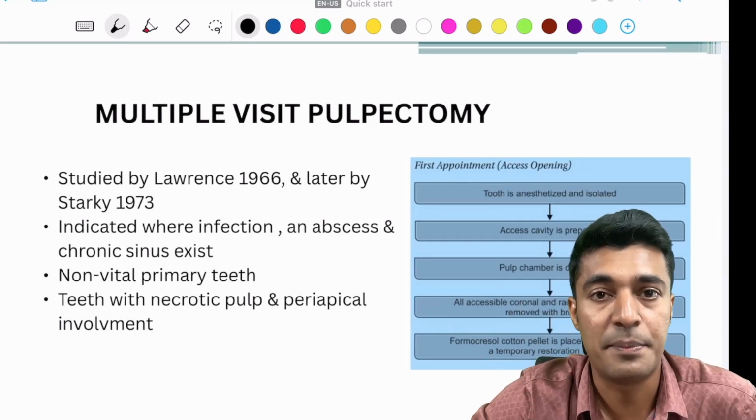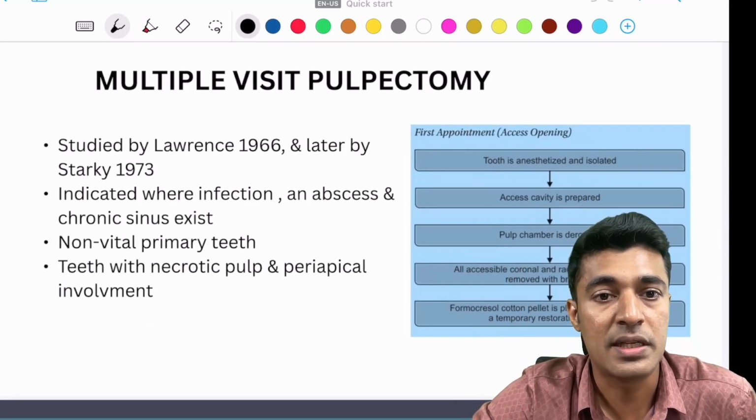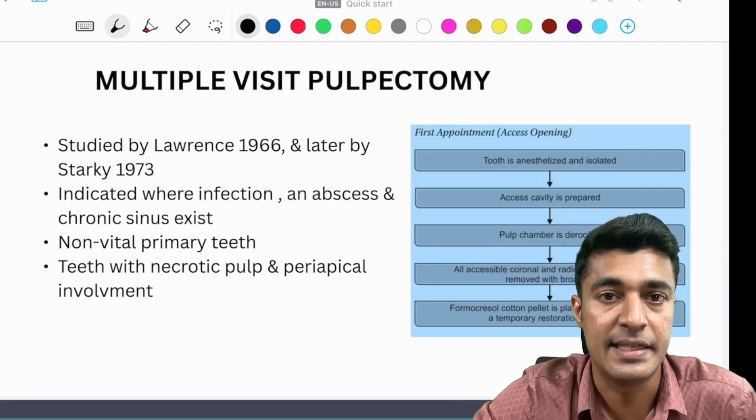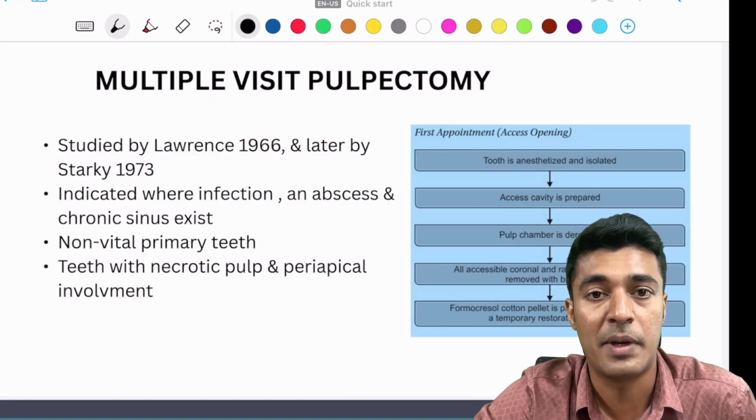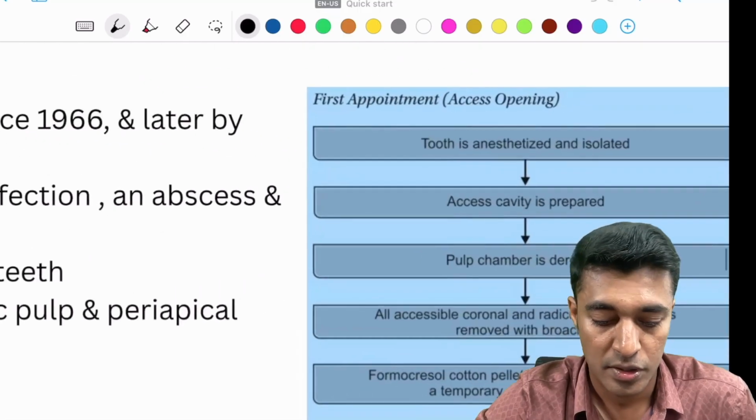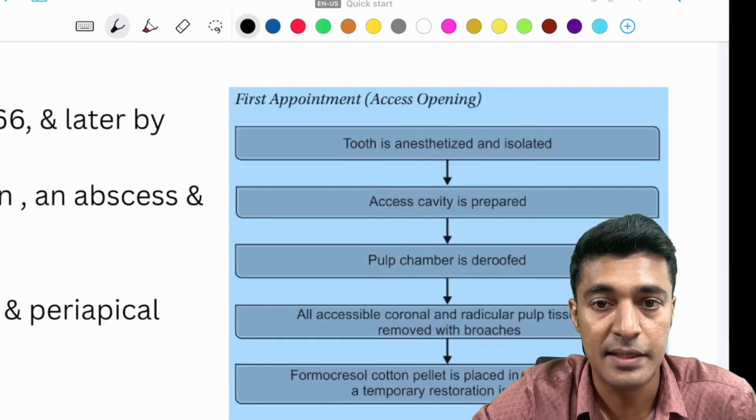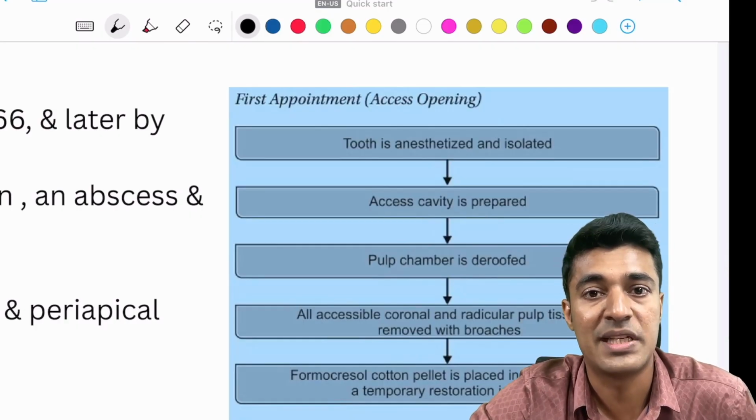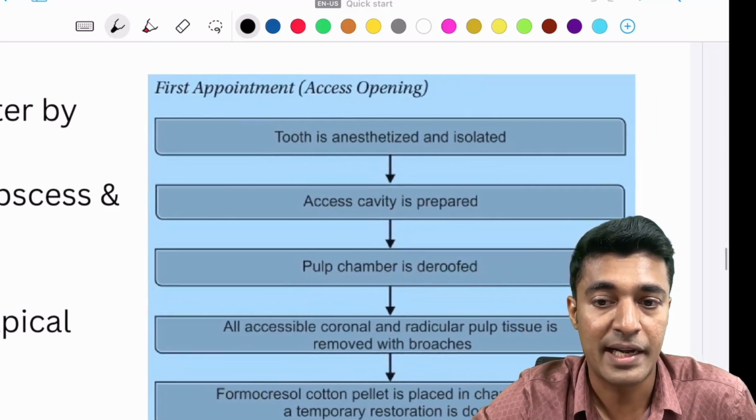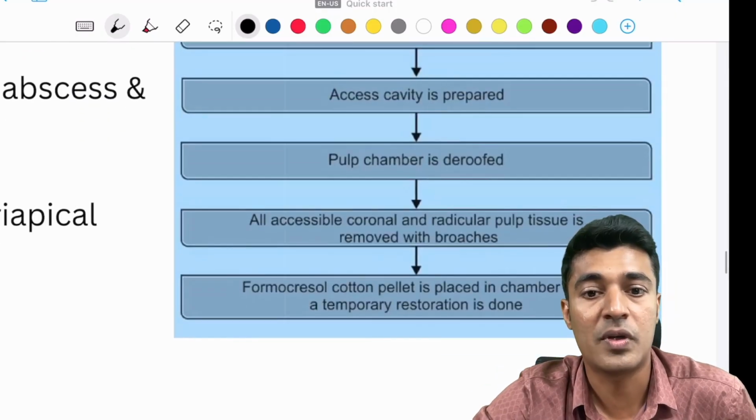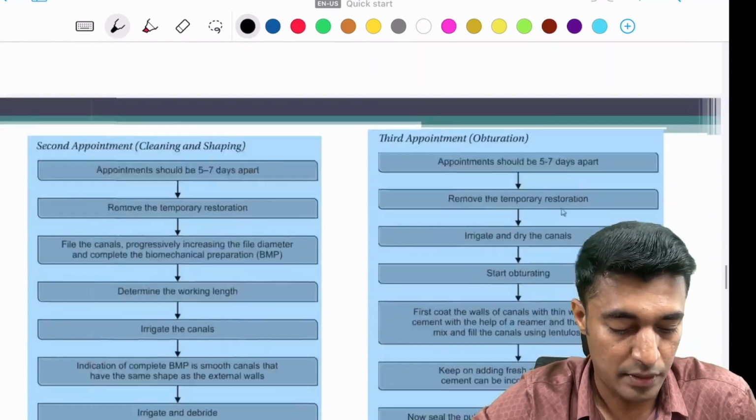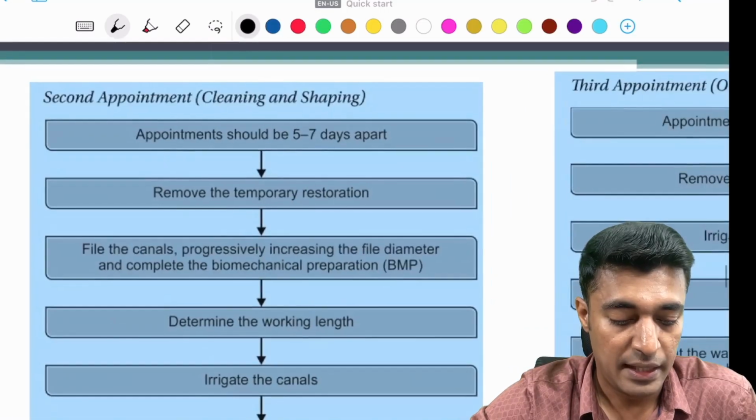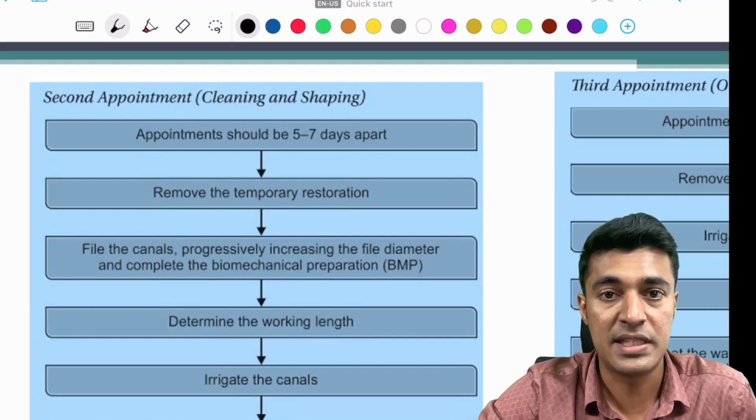Coming to multiple visit pulpectomy. It was studied by Lawrence in the year 1966 and later by Stark in 1973. It is indicated when infection or abscesses or sinuses exist, then non-vital primary teeth and teeth with necrotic pulp and periapical changes. During the first visit, the access opening is done, the tooth is anesthetized and isolated, the pulp chamber is deroofed, all accessible coronal and radicular pulp tissue is removed with broaches, a formocresol cotton pellet is placed in the chamber and a temporary restoration is done. In the second visit, cleaning and shaping is done, and in the third visit, obturation is done.